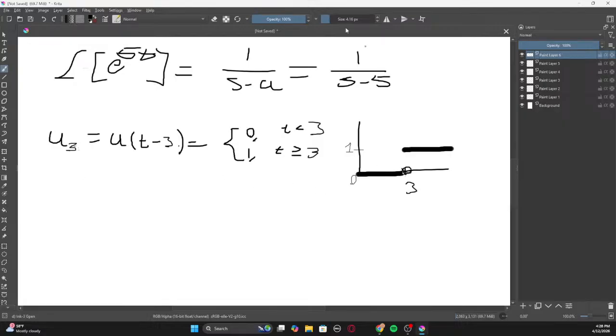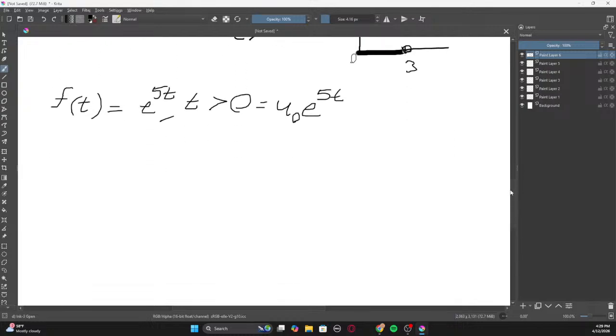So essentially, I believe what this question is asking is, imagine a step function that obeys our domain of t being greater than 0, which means that it wants us to write this as f of t, which is equal to e to the power of 5t, where t is greater than 0, is analogous or equal to the situation where we have u0 times e to the 5t. So this is actually kind of interesting.